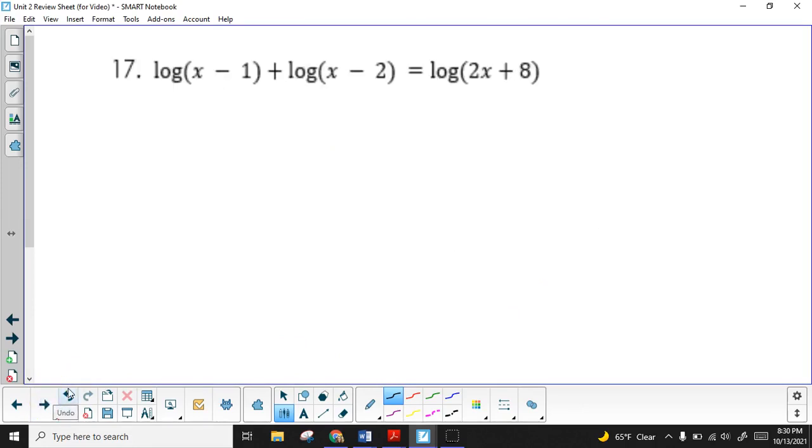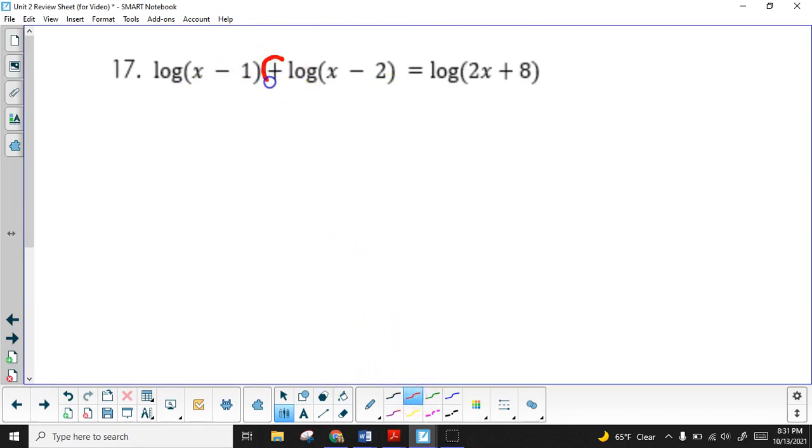Number 17. Log of x minus 1 plus log of x minus 2 equals log of 2x plus 8. Well, if there was just one log on the left-hand side and one log on the right-hand side, then we could use our one-to-one property and we could cancel. But we don't have that. So we need to condense this left-hand side first.